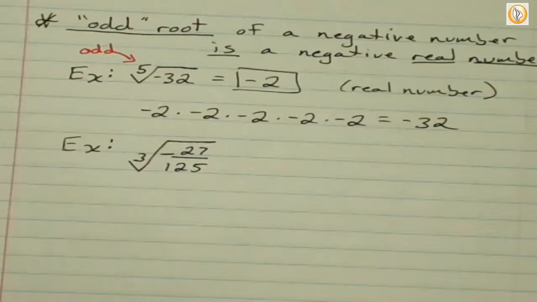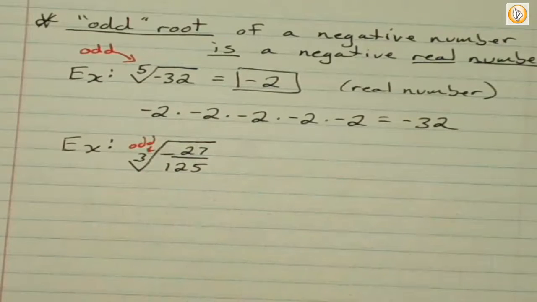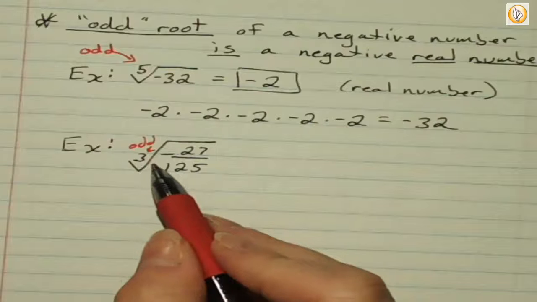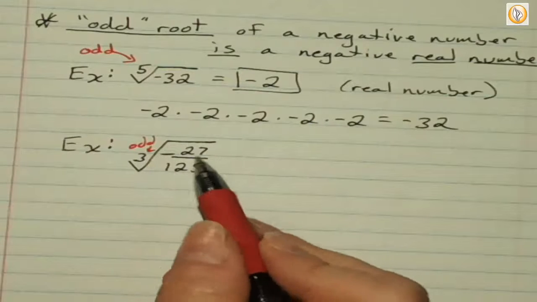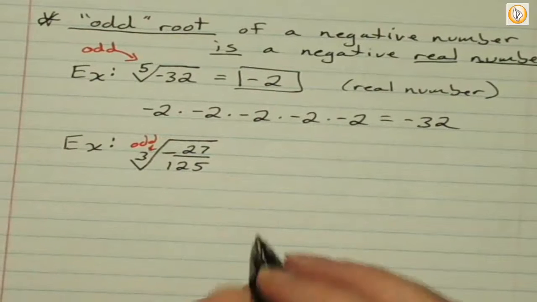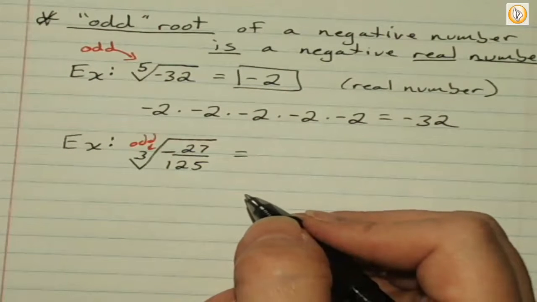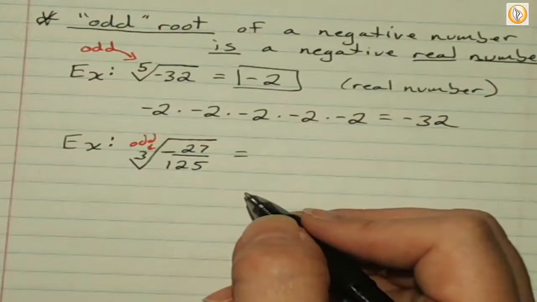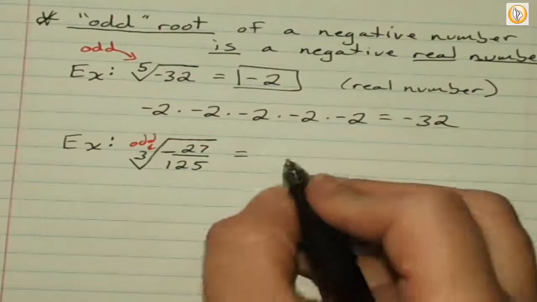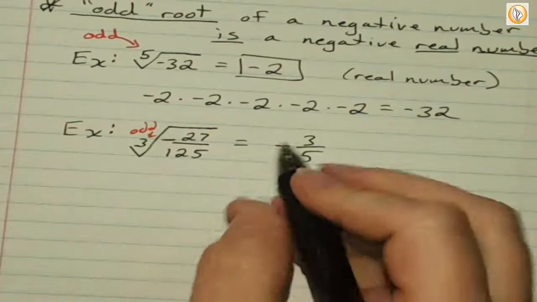So, first of all, this is odd. Is that a real number? Yes, that's real. It's negative, but this is odd, so there is something that times itself 3 times is going to get us this. Actually, that's not that bad. Aiden? Is it negative 3 over 5? Yep. Okay, let me show you.